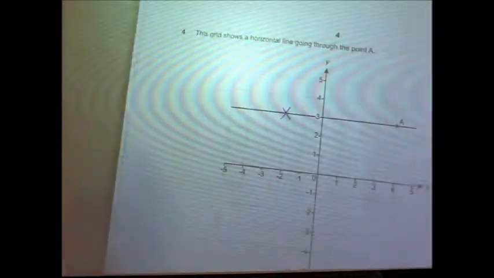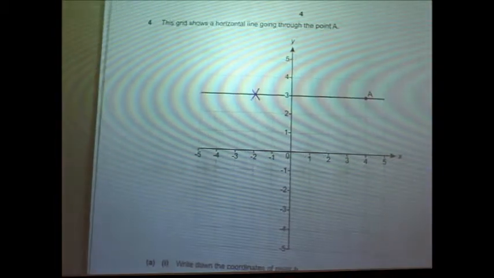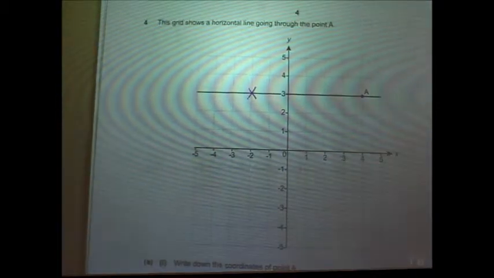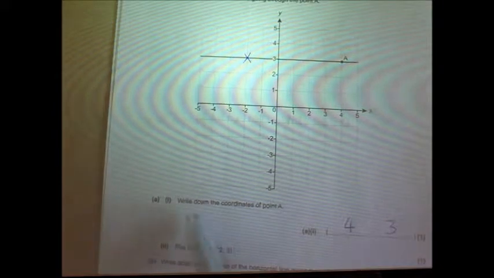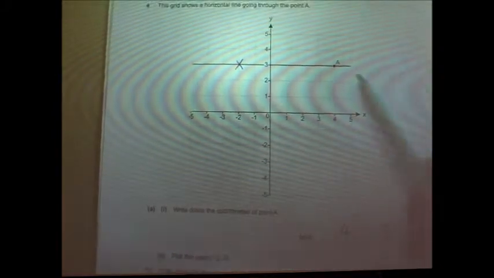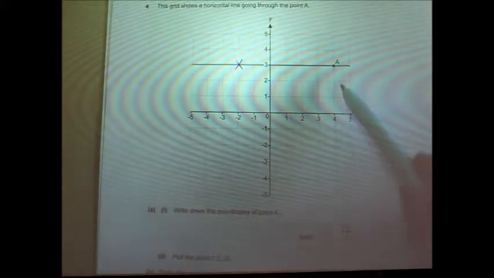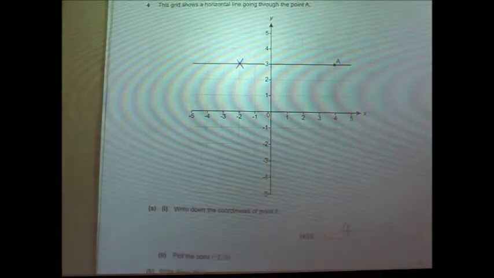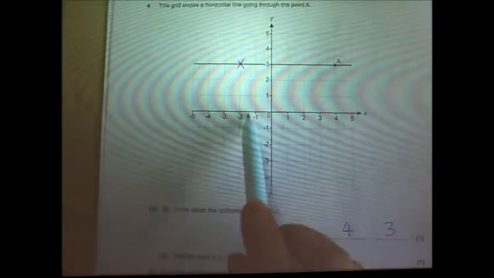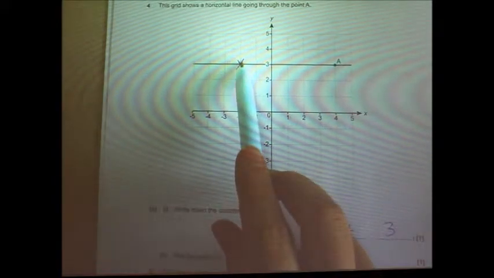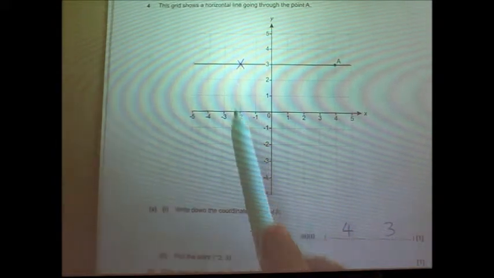Question number 4. This grid shows a horizontal line going through point A, and you can see that there. Part A, write down the coordinates of point A. So it's along the corridor and up the stairs, so it is 4, 3. Plot the point -2, 3. So it's back along the corridor, then up the stairs. So it is there. You can see I've already plotted it.